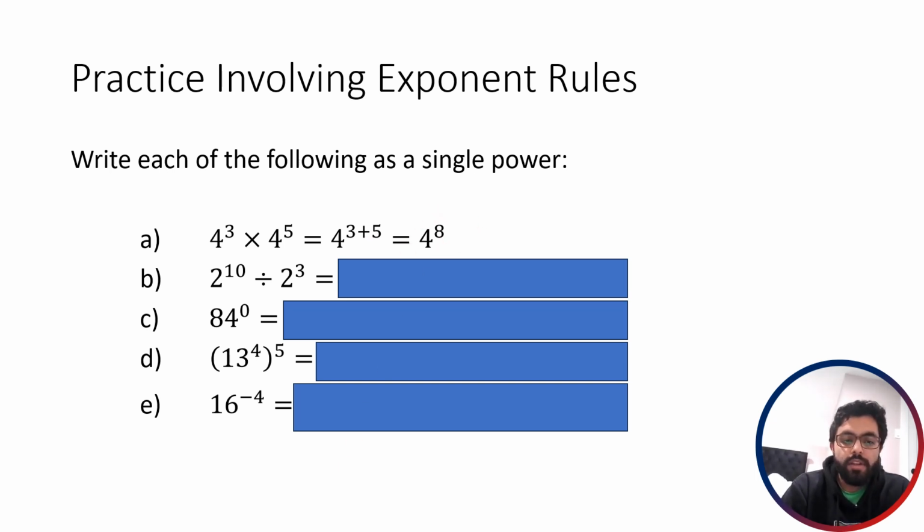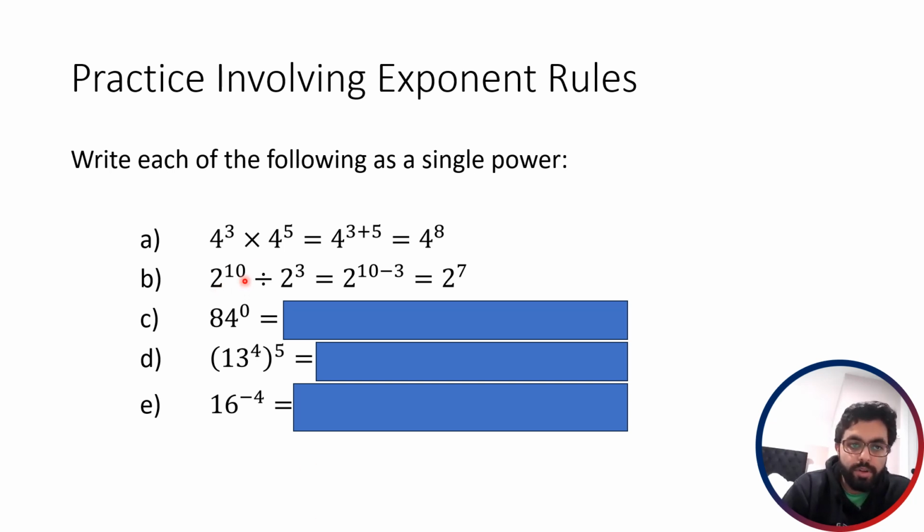The second one follows the quotient rule. So we've got 2 to the exponent 10 divided by 2 to the exponent 3. Because the bases are the same, we just keep them the same. So 2, 2, 2, no problems. And the quotient rule says that if you've got this division sign in between 2 powers with the same base, then you can subtract the second exponent from the first. So it'll be 10 minus 3 as the exponent, which is 7. So you get 2 to the exponent 7.